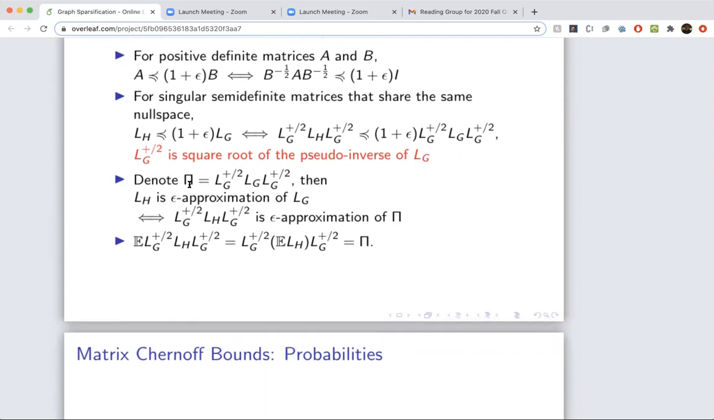Okay, and then we're going to denote this quantity, so I don't have to say it over and over again, as pi. And then we're going to say LH is an epsilon approximation of LG if and only if this value here is an epsilon approximation. Sorry, not this value here. The Laplacian of G to the power of plus over 2 times the Laplacian of the sparsified graph H, times the Laplacian of G plus over 2 is an epsilon approximation of pi. So it's just a rephrasing of the statement here. This means that LH is an epsilon approximation of LG, and that's true if and only if this statement is true.